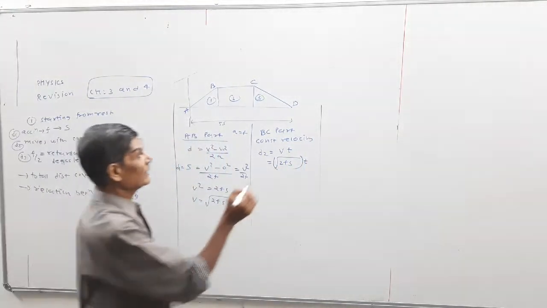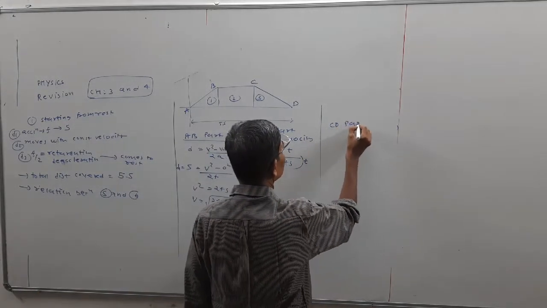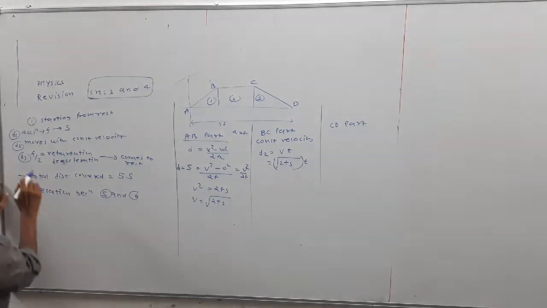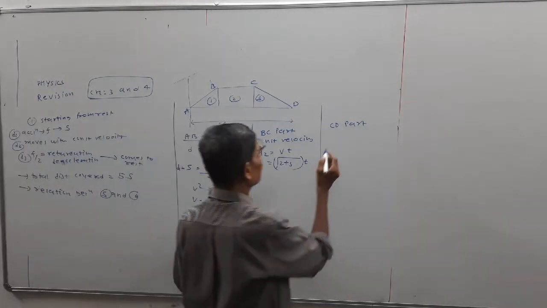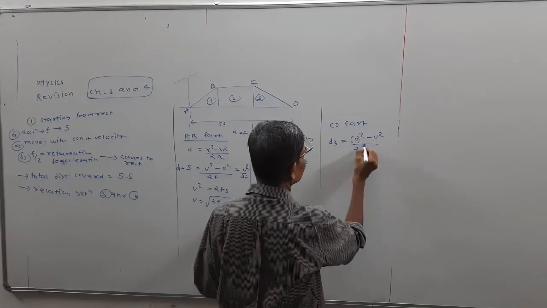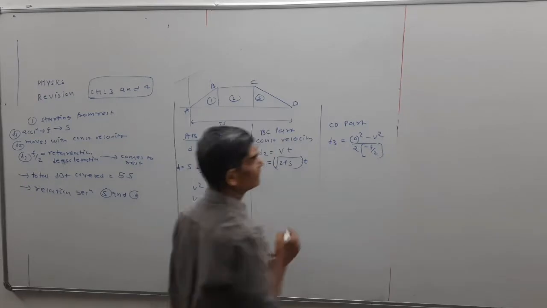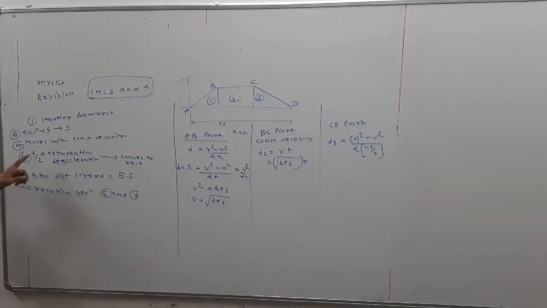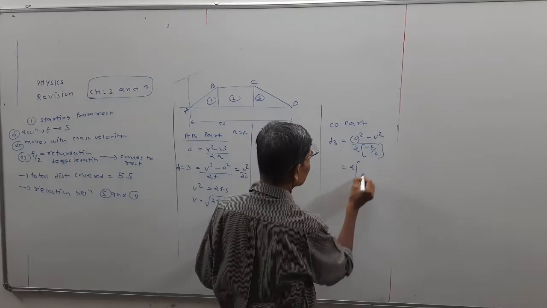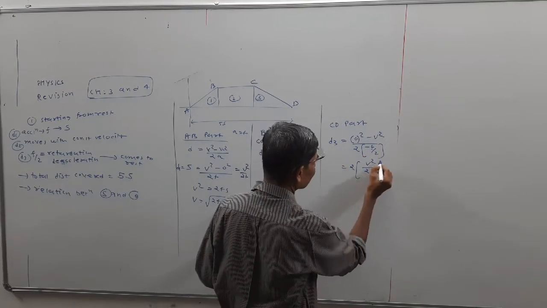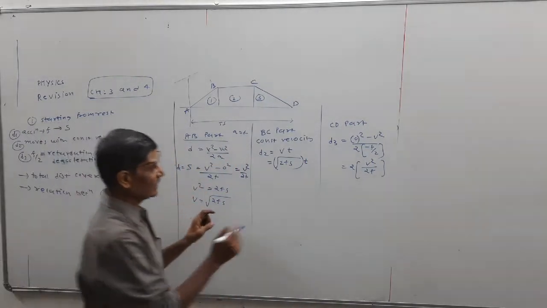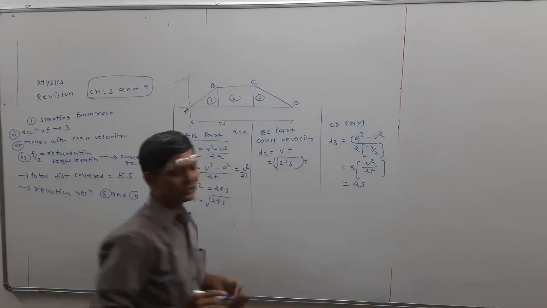Then in the CD part, it moves with the retardation equal to f by 2. So what is the distance covered? d3 will be v square upon 2 into f by 2, because the question says the retardation is f by 2. So this will come out to be 2 into v square upon 2f. This negative sign will cancel. Now what is the value of v square upon 2f? That is s. So this d3 has become 2s.